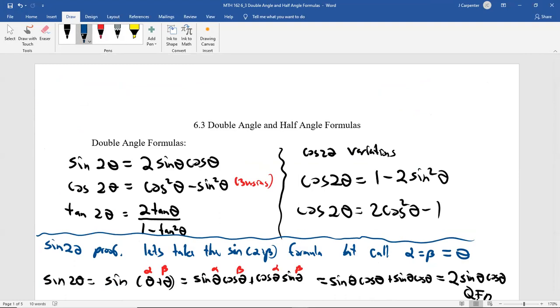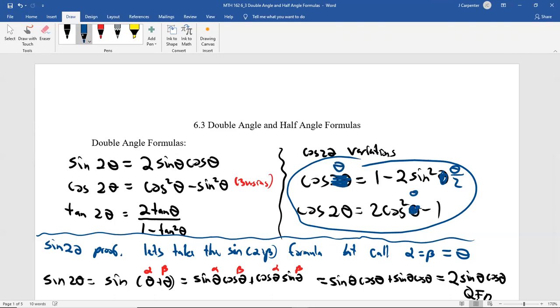So what we're going to do is we're going to take these two formulas, but now we're going to change this theta here to a theta over 2, which makes this 2 theta just a regular old theta. So again, this becomes theta over 2. I'm just giving you the rundown of what we're about to do. So we're going from theta and 2 theta to half and whole. And we're going to solve for the sine or cosine.